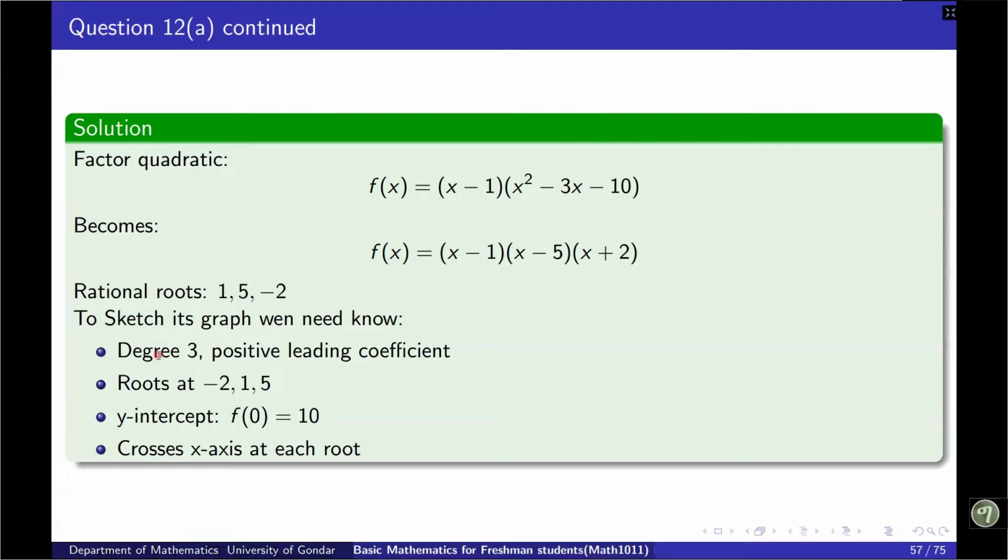the degree is 3 with a positive leading coefficient, so that it could be increasing. The roots are minus 2, 1, 5, which are the expected x-intercepts of the graph of the given function. That means the y-intercept, whenever x is 0, that is f of 0, is equal to 10. And also the x-axis at each root, that's simply minus 2, 0, 1, 0, and 5, 0 are the x-intercepts.